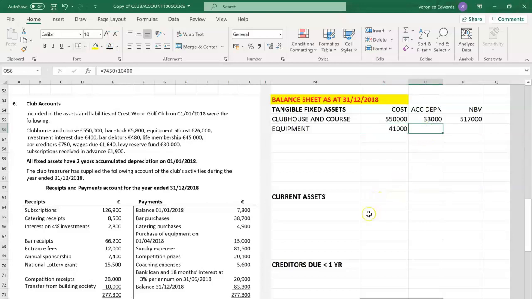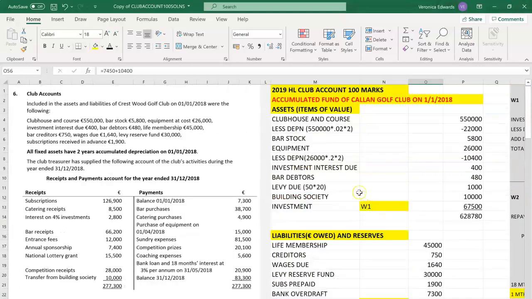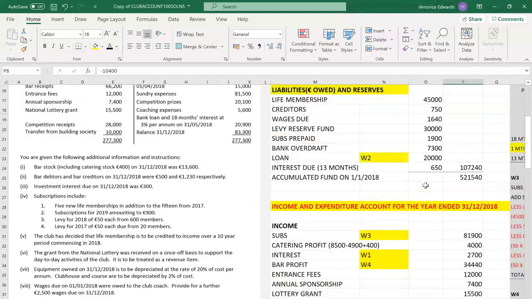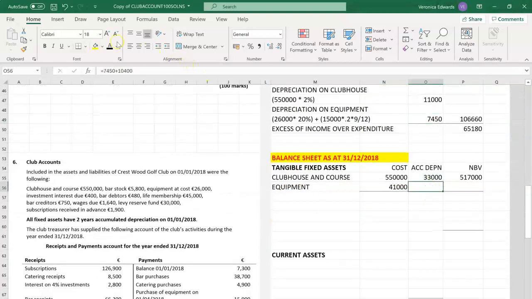What about our depreciation on our equipment up to the end of 2018? Remember again, you had 2 years already that would have accumulated up to the beginning of 2018. That's 10,400 euros. And then you charged an additional 7,450. So if you put those two figures together, the accumulated depreciation amounts to 17,850, giving you a net book value of 23,150. If you total your totals there, you will see that the net book value of your tangible fixed assets amounts to 540,150.